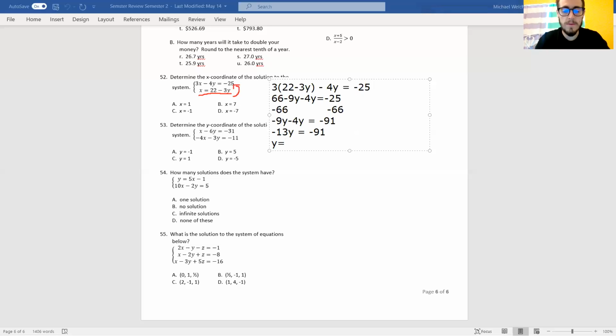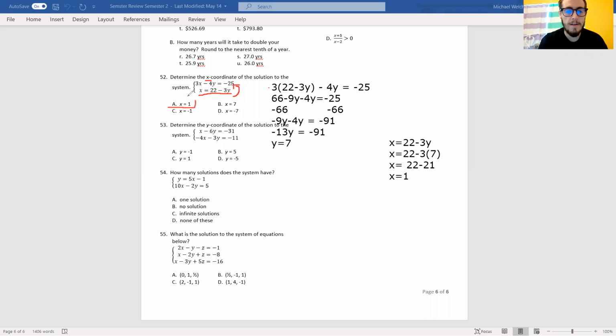So y equals 7. That's great, but the question did not ask us for y. It asked us for x. So make sure you're not getting tricked by the question, because you can clearly see B says x equals 7. Don't do that. Now take the second equation, which is x equals 22 minus 3y, and plug in y: 22 minus 3 times 7. So x equals 22 minus 21, x equals 1.